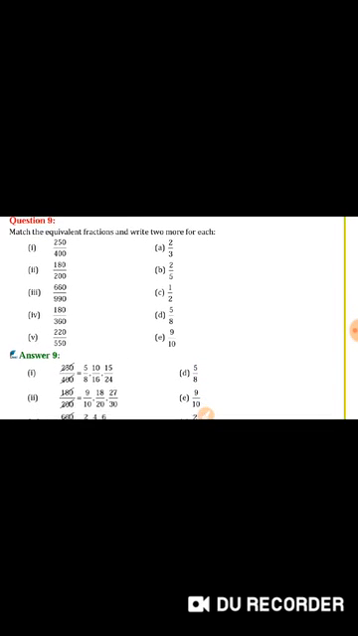Then next, 9th one, match the following. Here also by simplification only you will get it. Match the equivalent fractions and write 2 more for each. So first we have to simplify, then we can do it. So here, how we can simplify? All the zeros are there, better we can cancel them for the simplification, isn't it? So these zeros get cancelled.